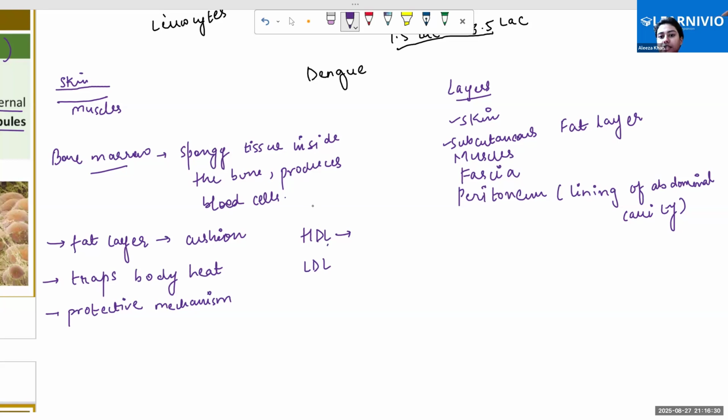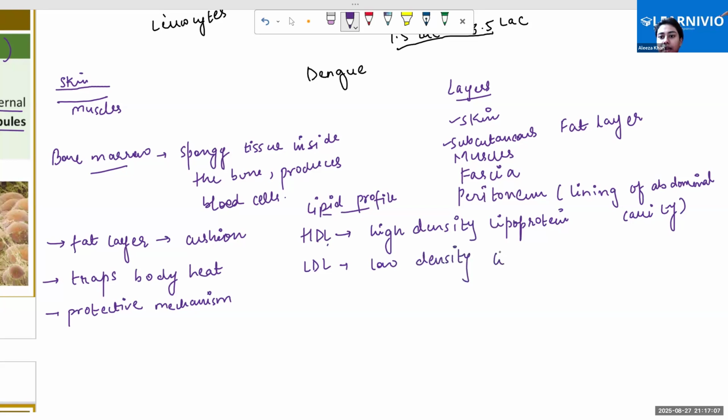Lipid profile, which is related to the fats. Whenever you see the word lipid, that means it is indicating fat only, cholesterol only. So HDL stands for high density lipoprotein. You can say lipoprotein, and the other is low density lipoprotein.